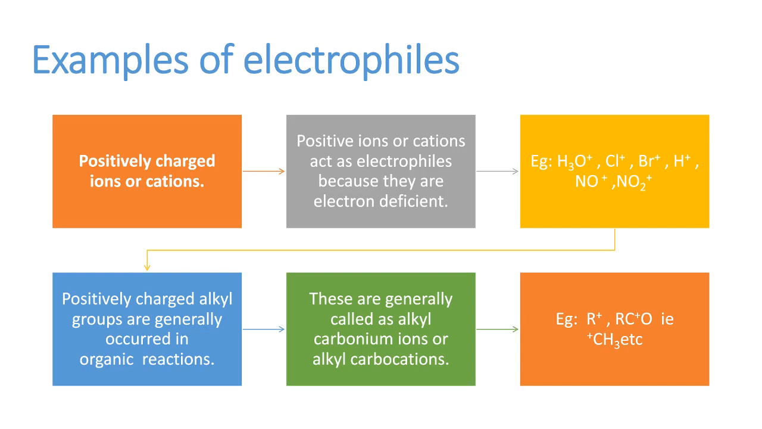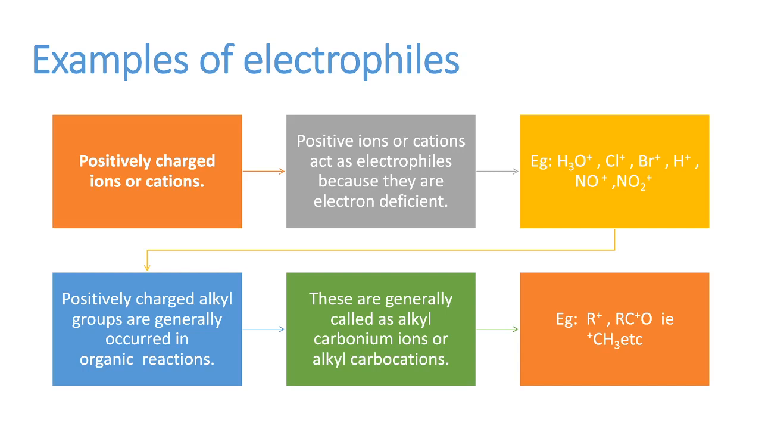First of all, let's discuss the positively charged ions or cations. The positive ions or cations act as electrophiles because they are electron deficient. The ion which possesses a positive charge on it is electron deficient. Because of that reason, it acts as an electrophile.